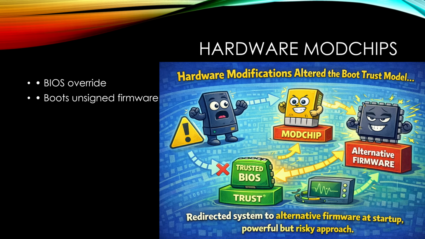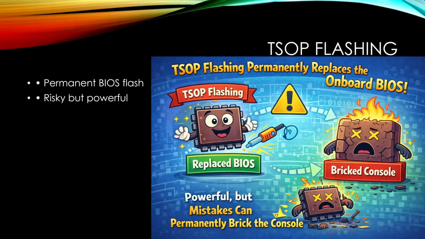What about hardware modification, you may ask? Well, mod chips bypass everything. They replace the BIOS at boot and allow unsigned firmware to run immediately. TSOP flashing permanently replaces the onboard BIOS. It's powerful, but a mistake can permanently break the console.